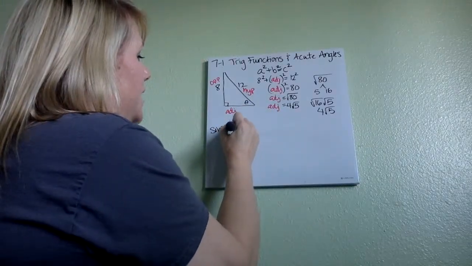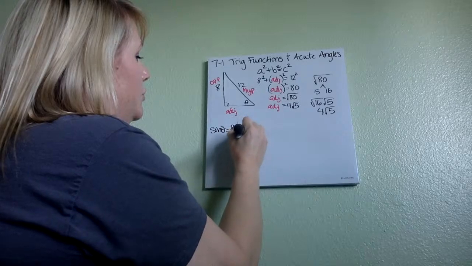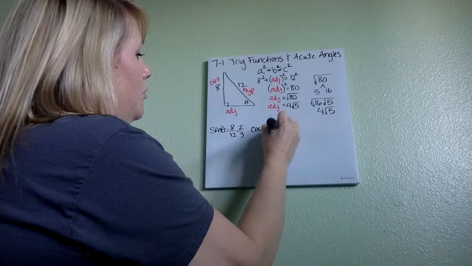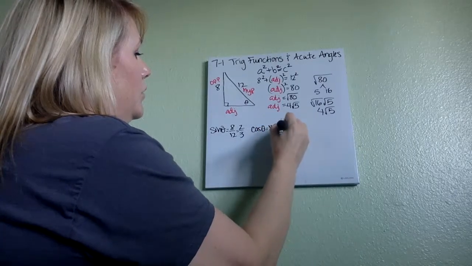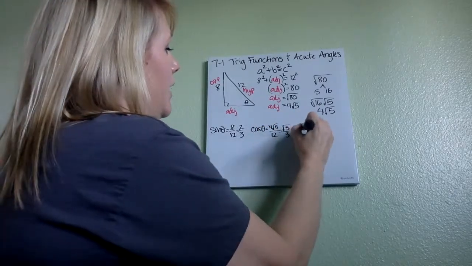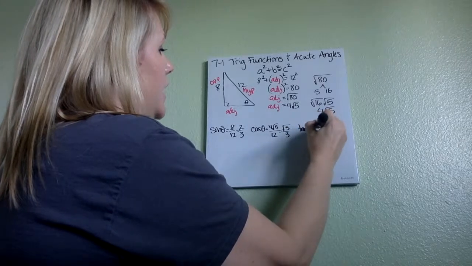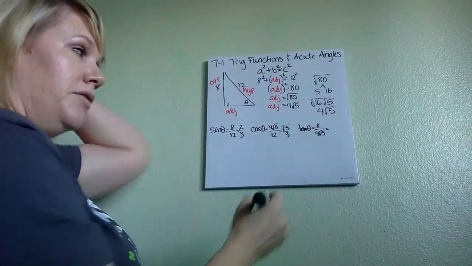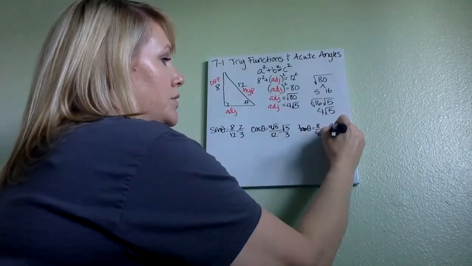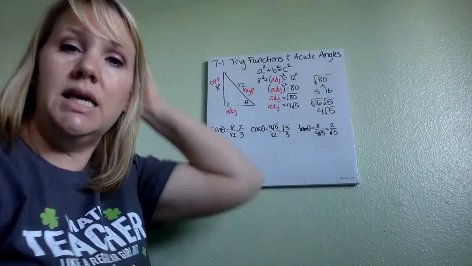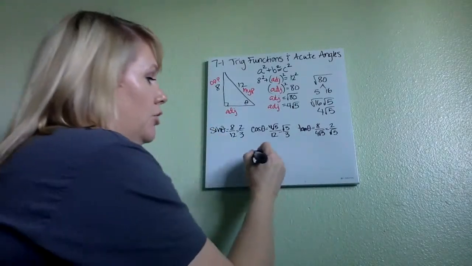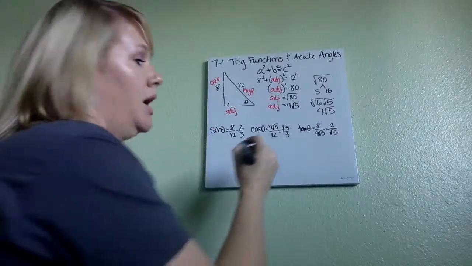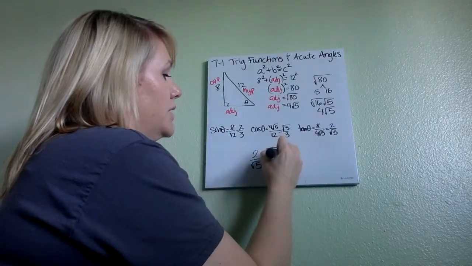So we have this 8 over 12, which is 2/3. Cosine is 4 square roots of 5 over 12, or square root of 5 over 3. And then tangent is 8 over 4 square roots of 5. Now, we need to simplify that to 2 over the square root of 5. But then we can't leave the square root of 5 in the denominator. Correct mathematical etiquette says don't leave the square root in the denominator. So we do something that's called rationalizing the denominator.